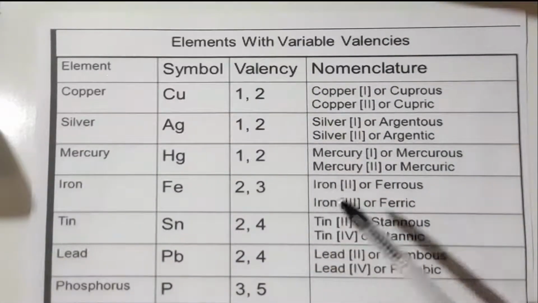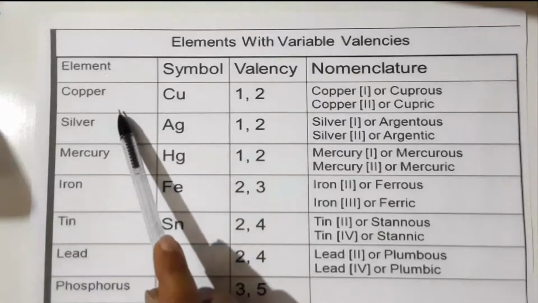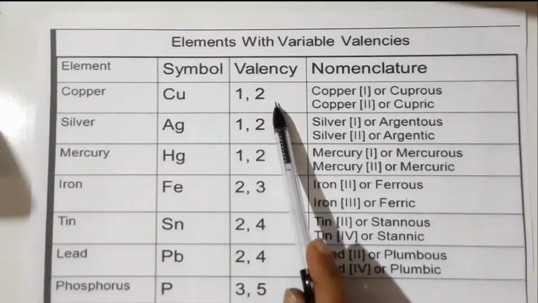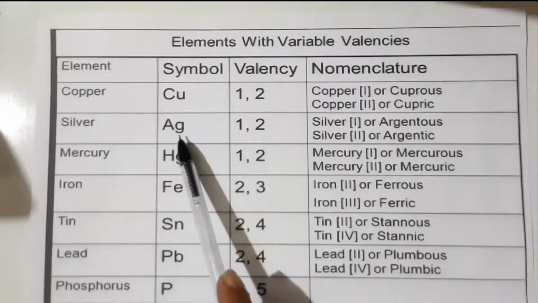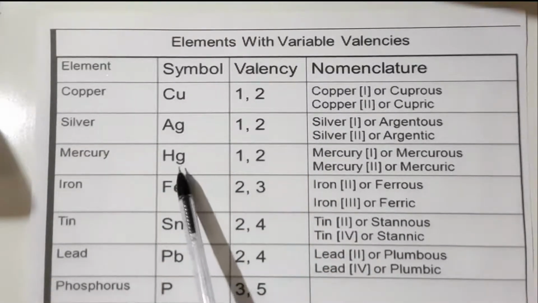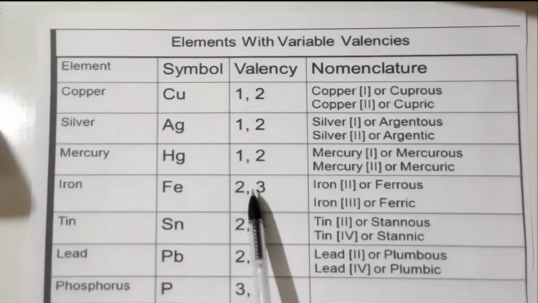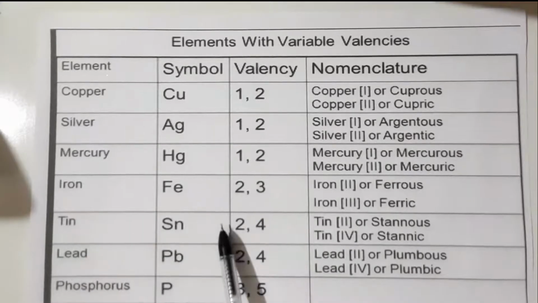Now here I have given you a chart of those elements which show variable valency and which are very commonly used in chemical reactions. For example, copper, which shows valencies 1 and 2, silver, symbol Ag, having valency 1 and 2, mercury, Hg, having valency 1 and 2, iron, which shows valencies 2 and 3, tin 2 and 4, lead 2 and 4, and phosphorus and sulfur we have already discussed.